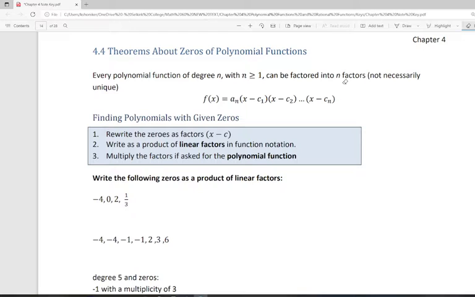So first things first is that every polynomial function of a degree n, where n is greater than or equal to 1, can be factored into n factors. All that means is that if you have a 5th degree equation, you're going to have 5 factors. Okay, if you have a 6th degree equation, we're going to have 6 factors. And for them to be linear, don't forget that the exponent on the bracket is going to be a 1. So all of these are linear factors because they all have exponents of 1.